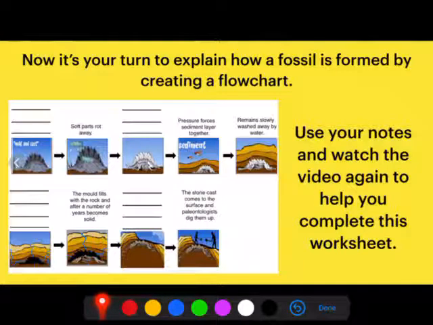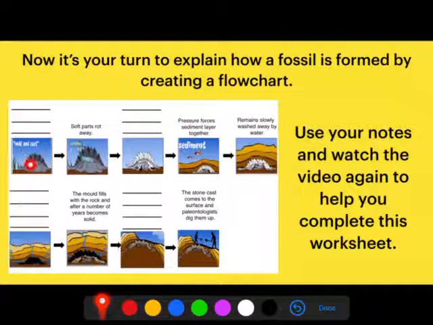Now your task for today is to explain how a fossil is formed, and you will be using this flow chart right here. Okay, so you can see the pictures have already been put in place for you, and you've already got some information, some sentences here and here and here and here. The only thing you need to do for your task today is to complete these missing spaces. So 1, 2, 3, 4. I would like you to use your notes, and if you need to, watch the video again to complete this sheet. So remember, what happens first?